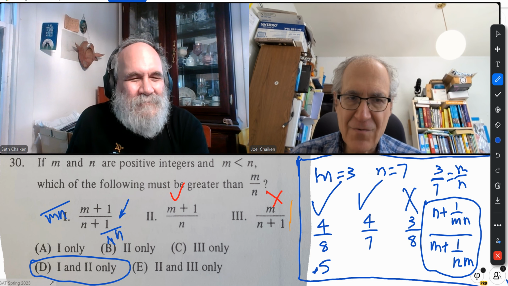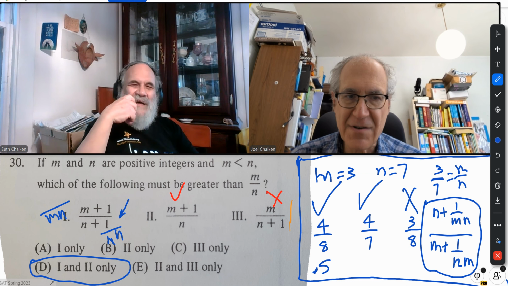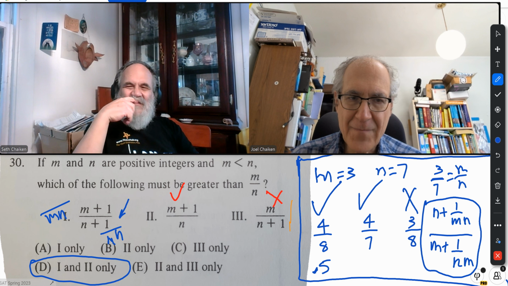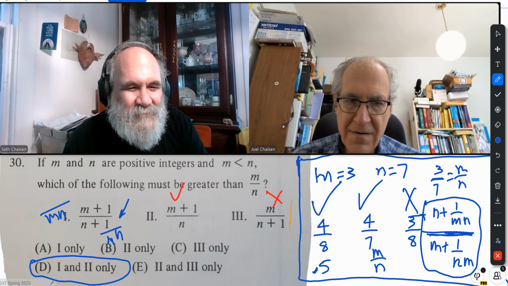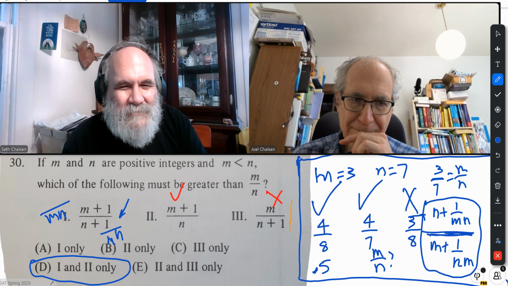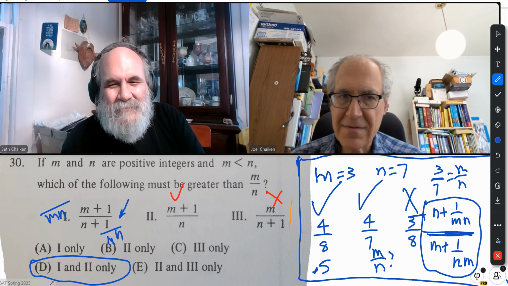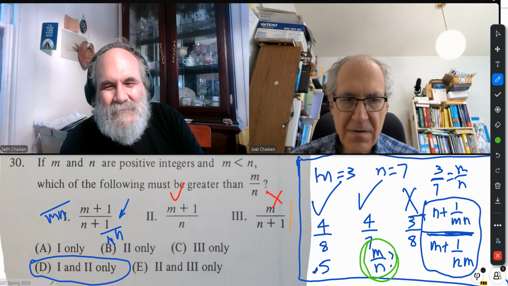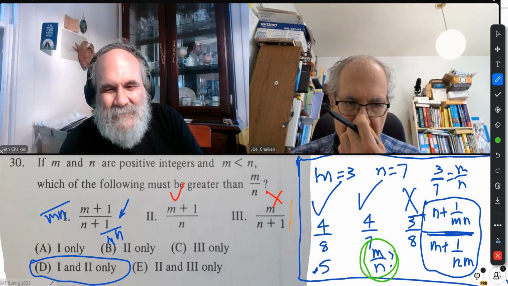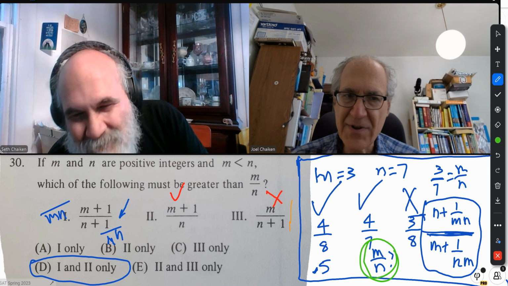Now, n is greater. Oh, interesting. n is greater, so it's pretty obvious that if n is greater than m, then you're comparing it to m over n. I like the way you were thinking. And you're comparing the blue to the green. Which one is greater? Do you have any thoughts on that?